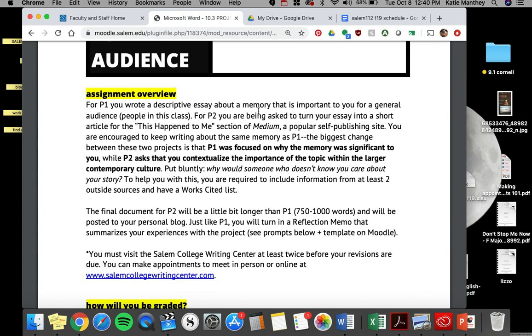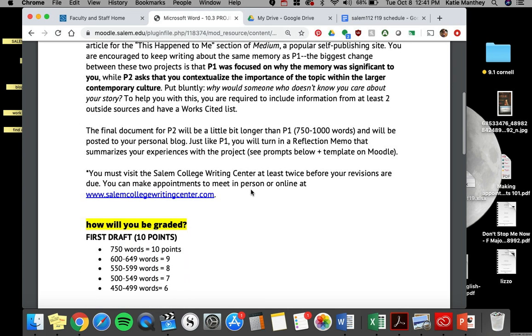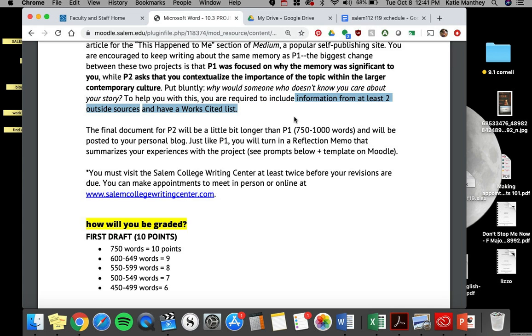So Project 1 was a descriptive essay about a memory that is important to you for a general audience. For Project 2, you turn it into a short article for the This Happened to Me section of Medium. You're encouraged to keep writing about the same memory. The biggest change, like I just said, Project 1 is focused on why it matters to you. Project 2 is why it matters to someone else. Put bluntly, why would someone who doesn't know you care about your story? To help with this, you're required to include information from at least 2 outside sources and have a works cited list. So we're going to talk about where to find those sources and how to make a works cited list on different days, starting Thursday.